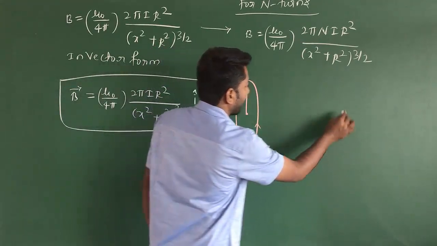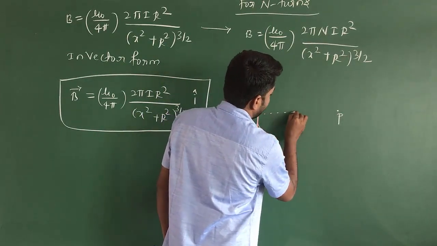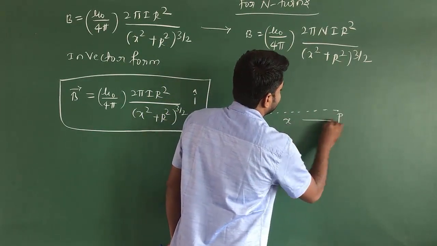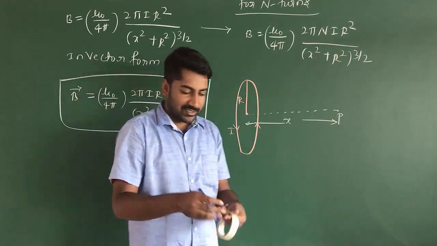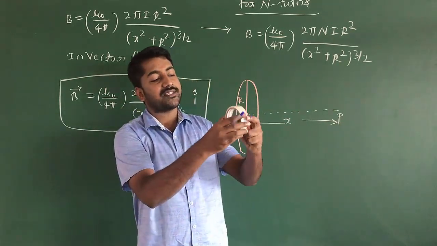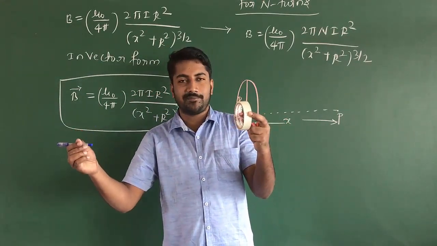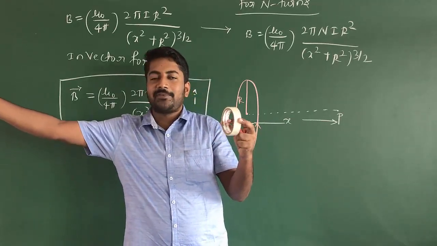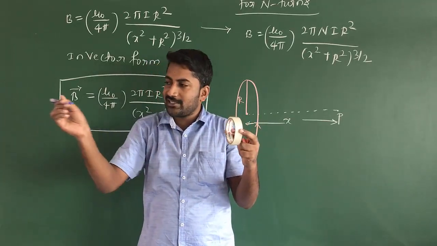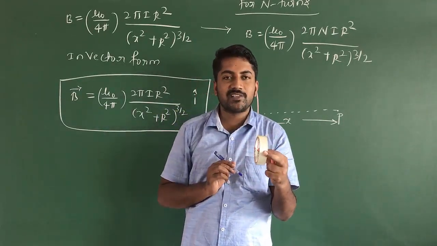Now I have to find the magnetic field at this point P from the center of the circular coil at the distance x. If the distance increases, the magnetic field decreases. If the distance decreases, the magnetic field increases. It is a very simple concept.